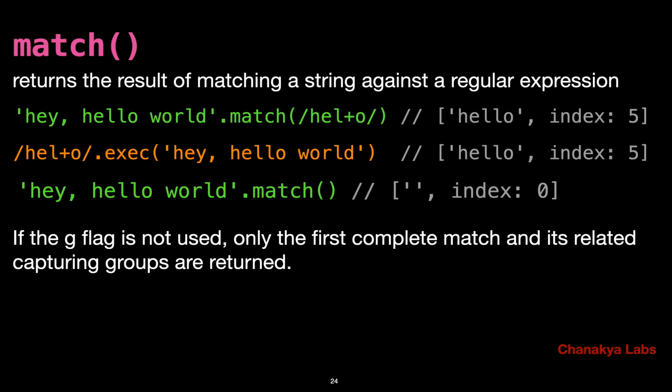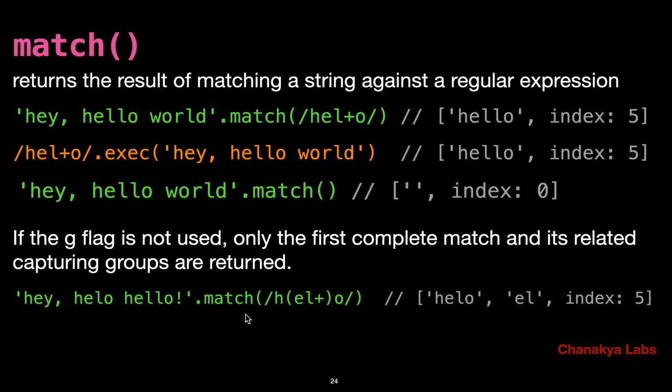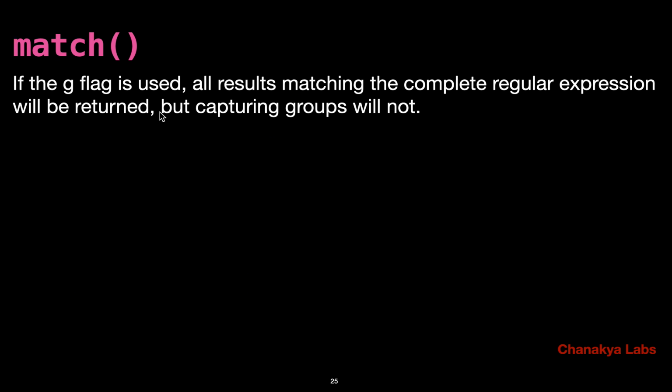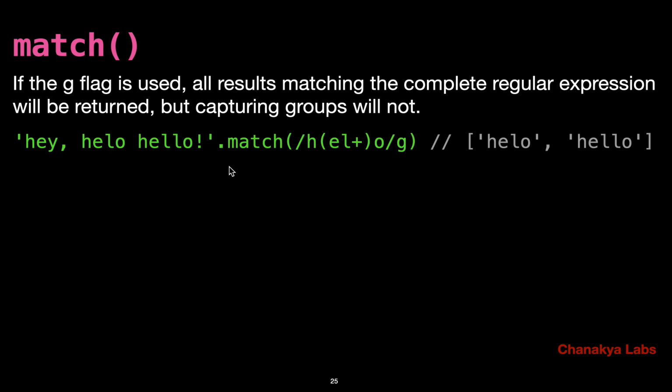But right now we can clearly see that an array is returned, where the first element is the complete match, and after the first match all the remaining elements are the capturing groups. Here the capturing group is this (EL)+. So EL in the first HELO is the match for this capture group, and that's why that is returned. Now, if the g flag is used, then all the results matching the complete regular expression will be returned, but capturing groups will not be returned.